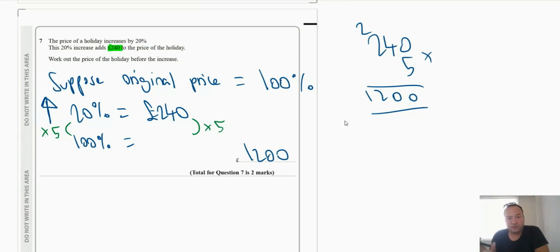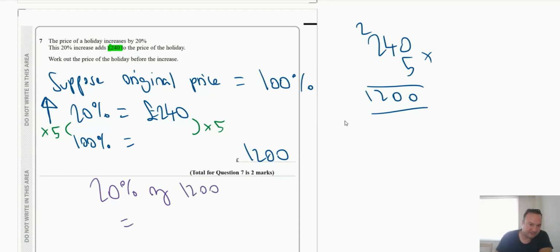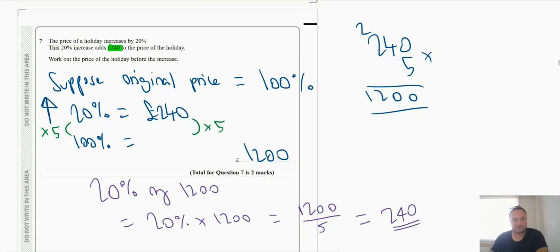A great way as well, guys, to check that this is correct is by recognising that 20% of 1,200 is the same as 20% times 1,200, and that's the same as simply dividing 1,200 by 5, which brings us back to 240. So you don't have to do this, but it's good peace of mind to know for sure that your answer is going to be correct.